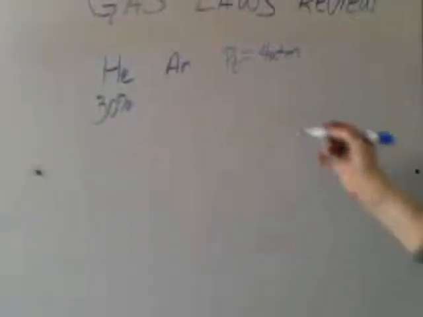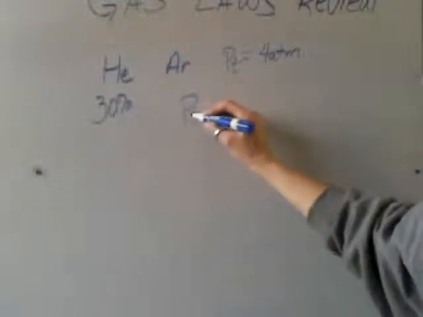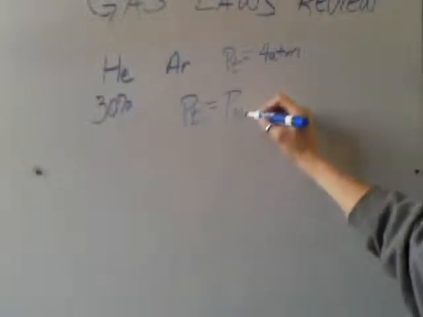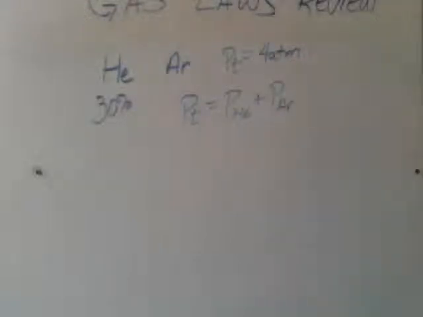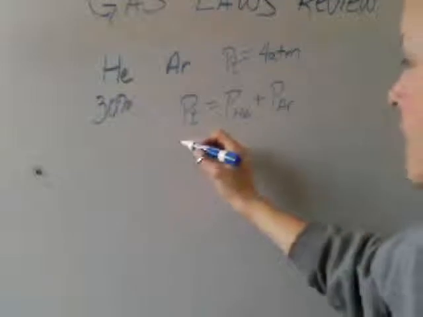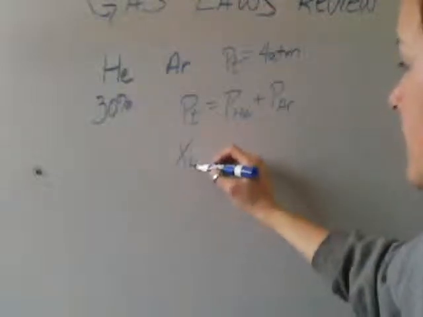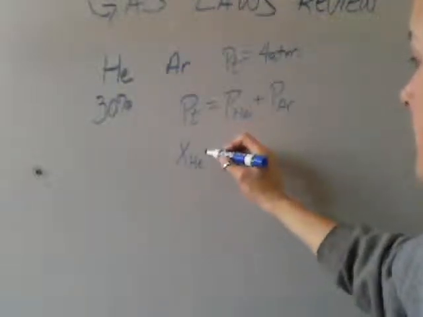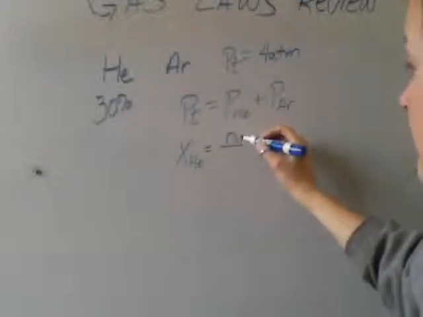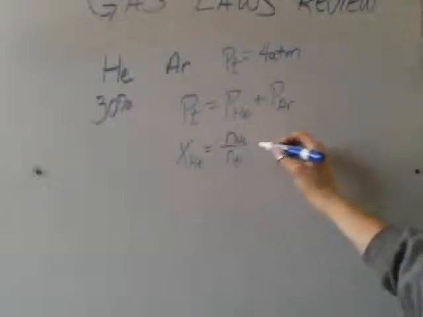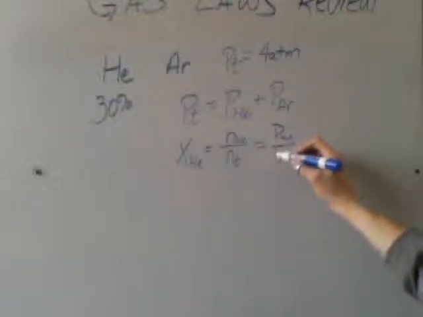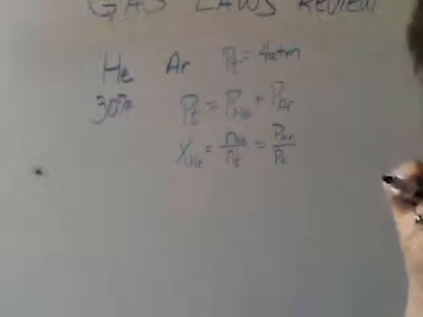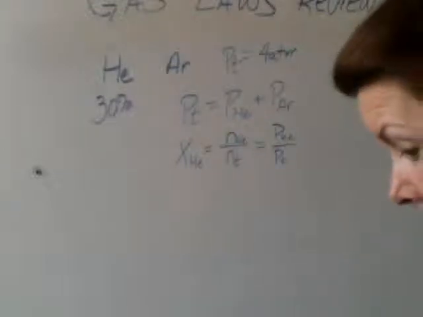So of course we know from our partial pressure equation, the pressure total is going to be the pressure of helium plus the pressure of argon. And we also know that using our mole fraction equation, the mole fraction of helium is going to be equal to the number of moles of helium over the total moles. It can also be equal to the pressure of helium over the pressure total. So that's of course what we're going to be looking at in this question.